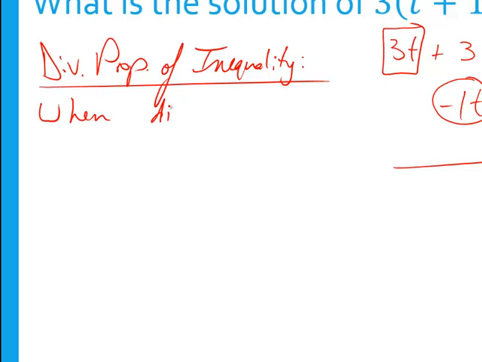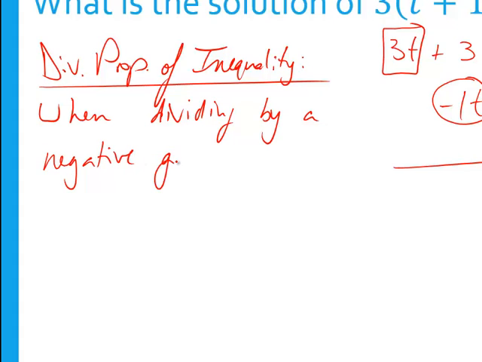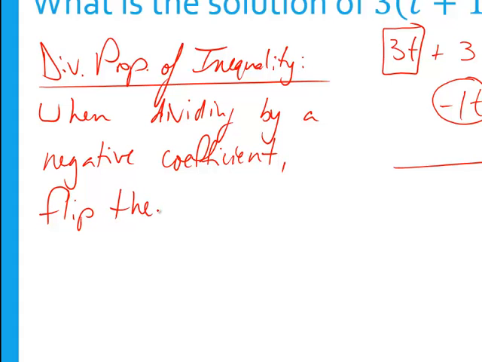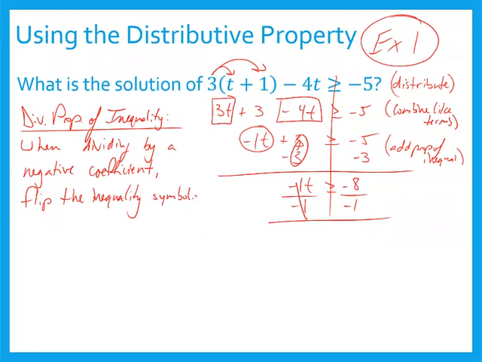When dividing by a negative coefficient, flip the inequality symbol. Okay, so the division property of inequality. When dividing by a negative coefficient, flip the inequality. And the same goes for multiplying as well. When you multiply or divide by a negative coefficient, you flip the inequality.